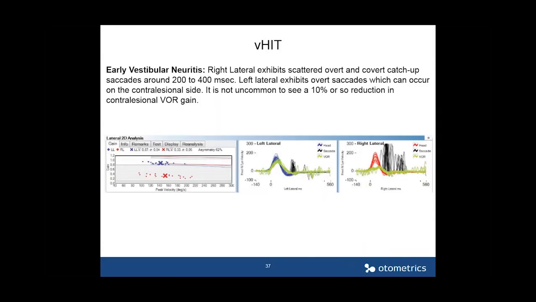Here's an example of early vestibular neuritis. This comes from our colleague in Spain. This is a right lateral. It exhibits scattered overt and covert catch-up saccades around 200 to 400 milliseconds. Over here, you can see a broad range of saccades being presented. The left lateral exhibits some overt saccades, which can occur on the contralesional side, just like Dr. Schubert had shown in his example. It's not uncommon to see a 10% or so reduction in the contralesional VOR gain as a result of the disordered side not inhibiting.